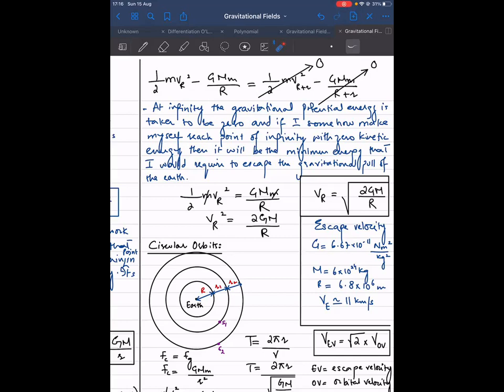Now at infinity I am assuming it, if I somehow make myself reach point of infinity with zero kinetic energy, although that's not always possible, you will be having some kinetic energy. ऐसा नहीं हो सकता कि point of infinity पे आके बिल्कुल ही जीरो हो जाए, क्योंकि point of infinity कोई एक point certainly defined नहीं है। तो बहरहाल आप यूँ कह लें कि आपकी negligible हो जाए। So I'm just assuming right now to make my calculations easier. If I somehow make myself reach point of infinity with zero kinetic energy, then it will be the minimum energy that I would require to escape the gravitational pull of Earth.